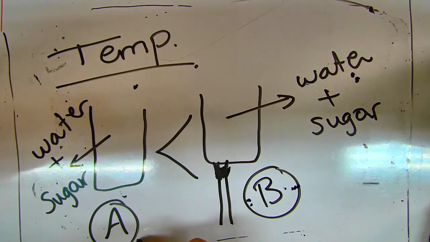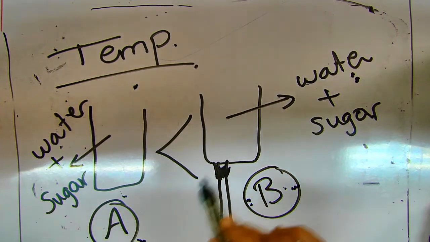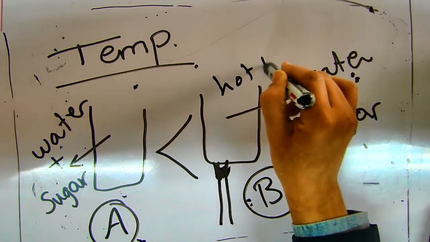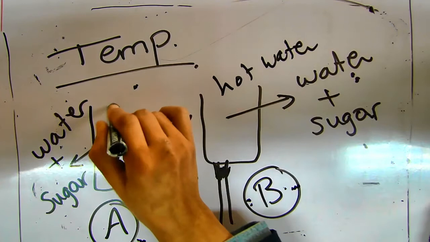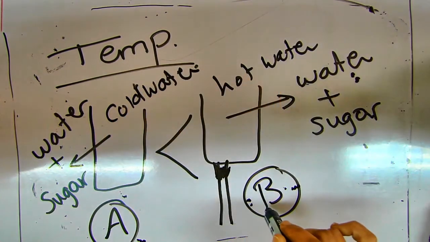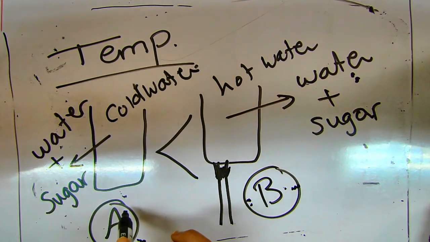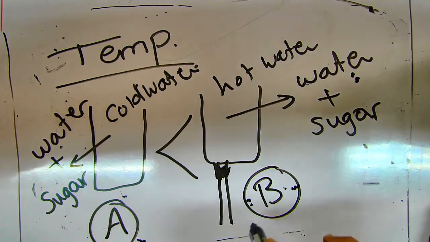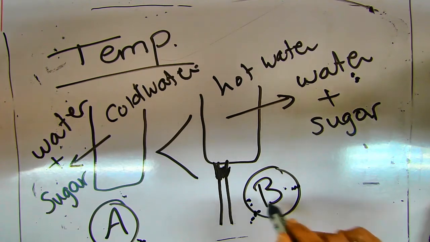So dissolving sugar in heated water is faster than in cold water. Here is hot water, and here is cold water. Of course, dissolving sugar in heated water is faster than in cold water. Why? Because of the increased temperature. When I increase the temperature, it increases the solubility process. Again, if you increase the temperature, you are increasing the solubility process.